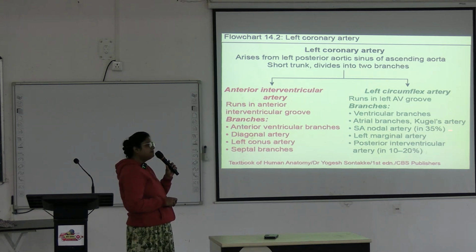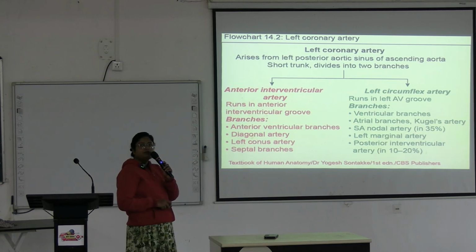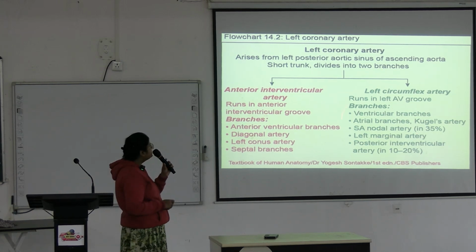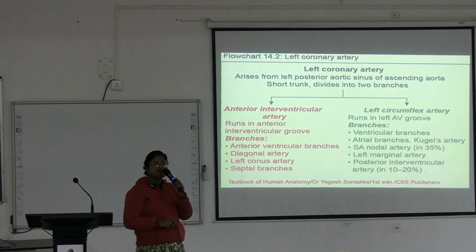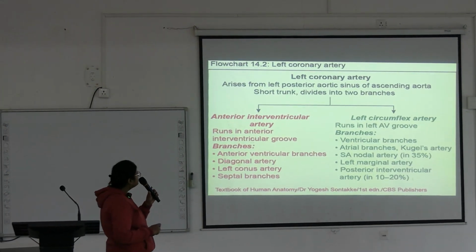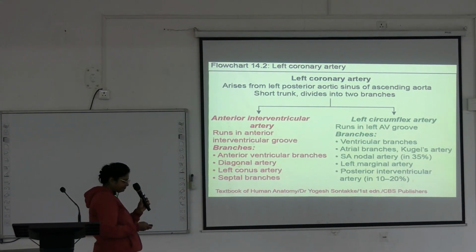The sinoatrial nodal artery in 35% of cases, the left marginal artery, and the posterior interventricular artery in 10 to 20% of cases. So these are the branches of the left circumflex artery. So this is the summarization of the left coronary artery.